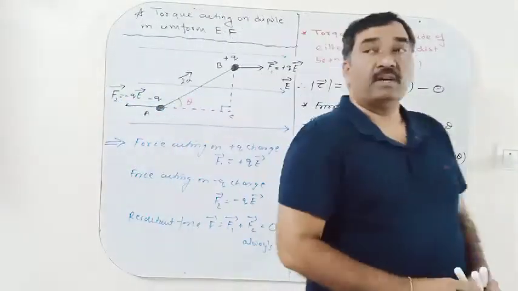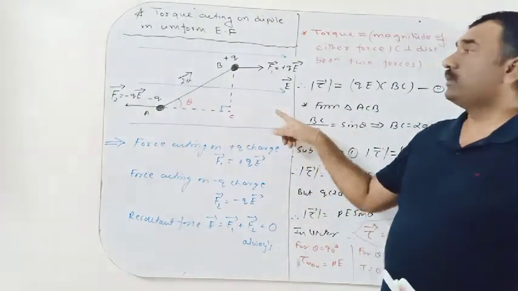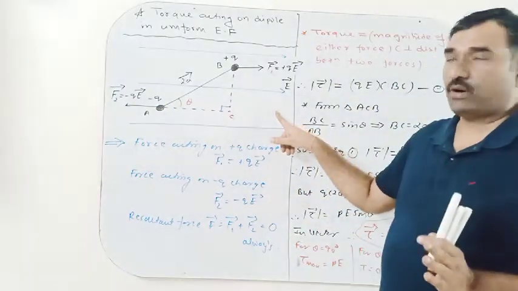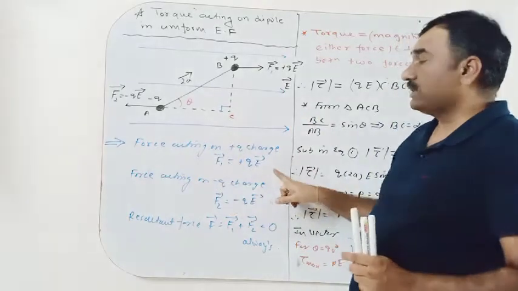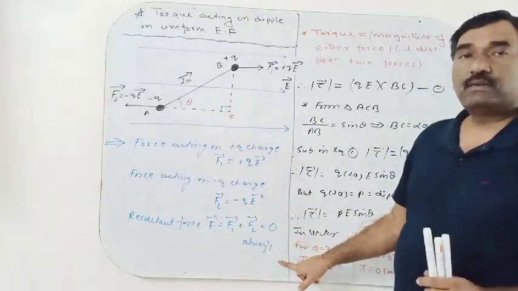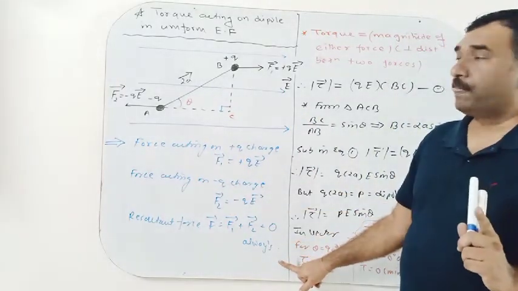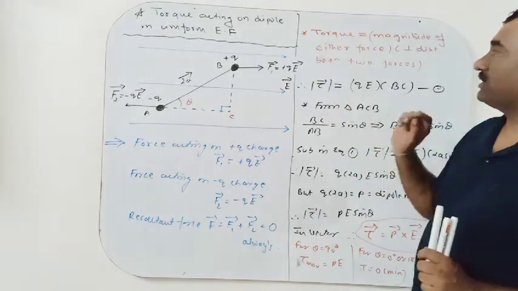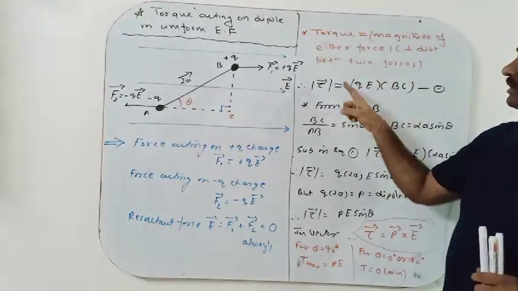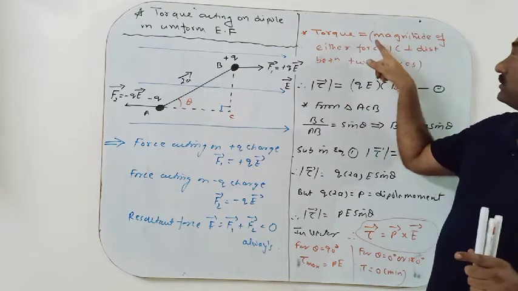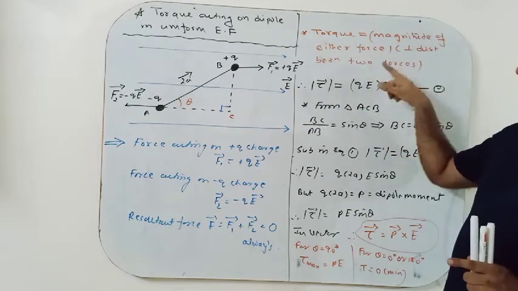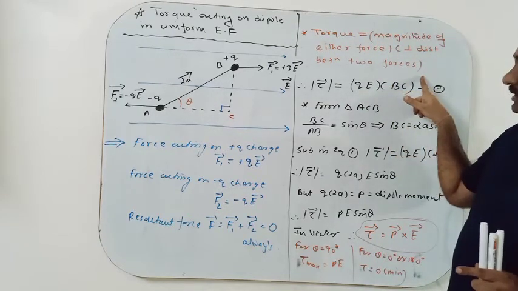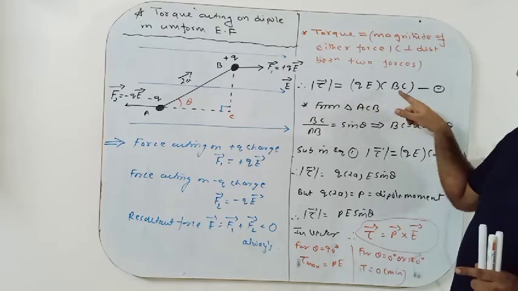So once again, when a dipole is placed in a uniform electric field, it experiences torque. The resultant force acting on the dipole is 0, but the torque is not zero, and it performs rotational motion. What is the formula for the torque? Magnitude of either force multiplied by the perpendicular distance between the two forces. So mod of tau is equal to QE into BC.